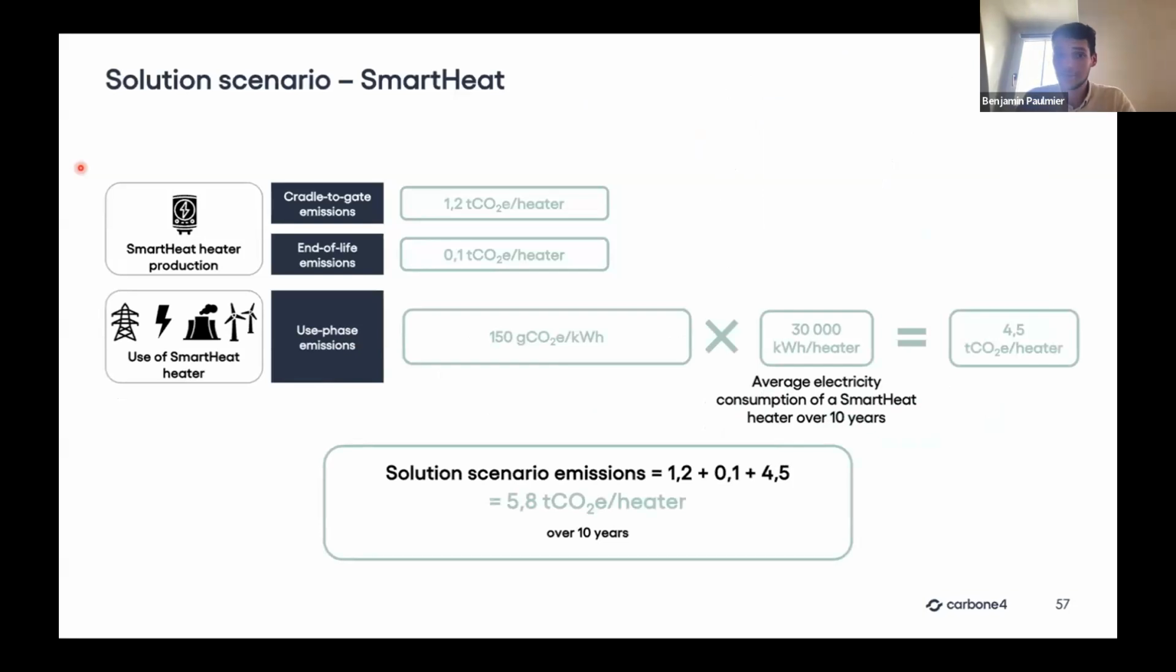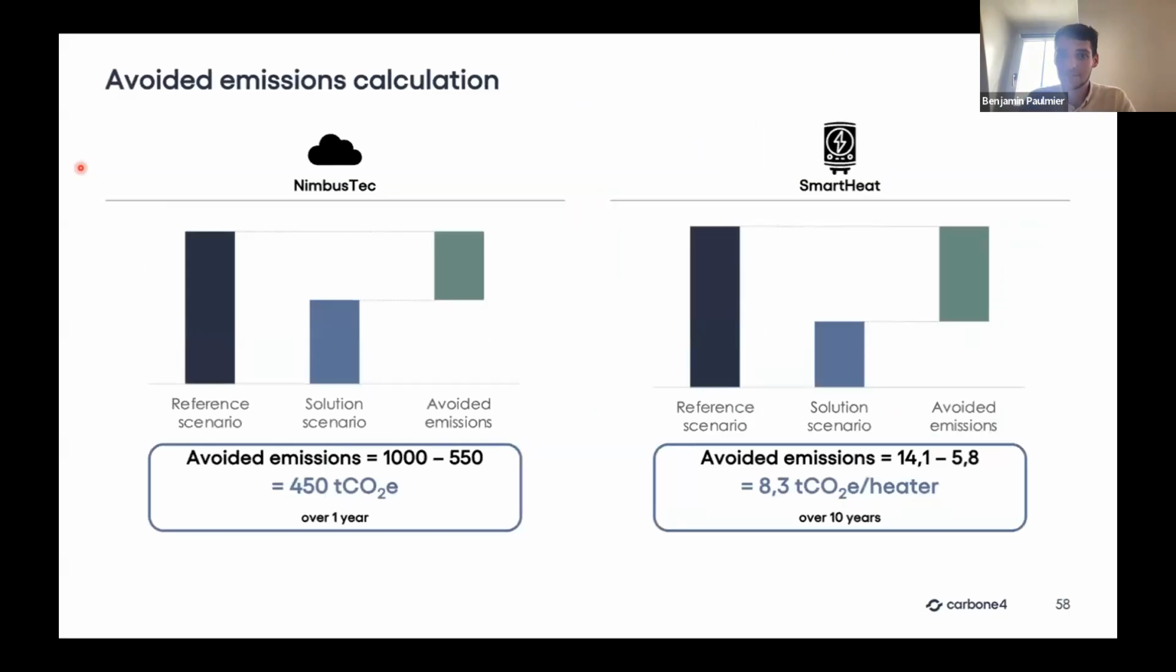We've got our reference scenario emissions and our solution scenario emissions. All that's left is to compute the difference, the easiest part of the assessment. And we land on our feet. We get 450 tons of CO2 avoided by Nimbus Tech for customer A over 1 year. Very important to note that if there is a strong increase in IT usage from customer A, we can end up with a solution scenario that is more emissive than its previous on-premises scenario. And in that case, no avoided emissions.